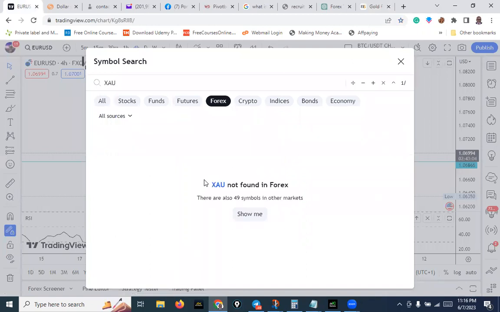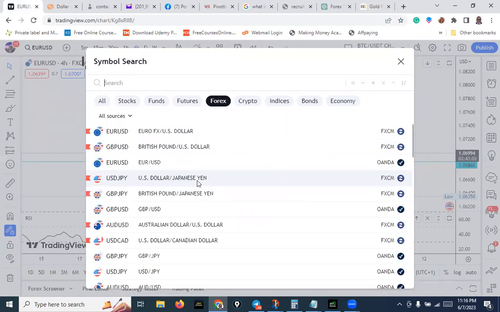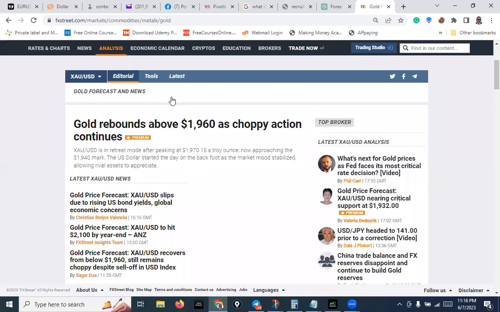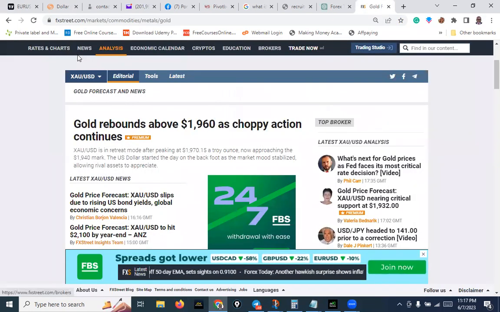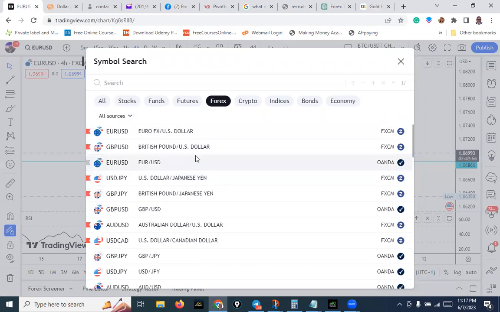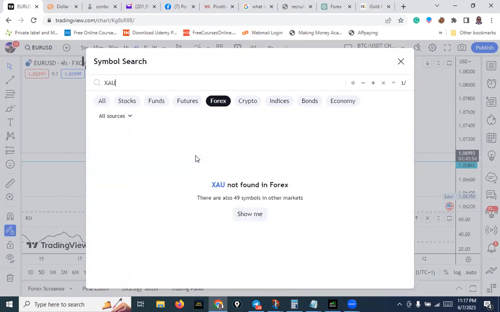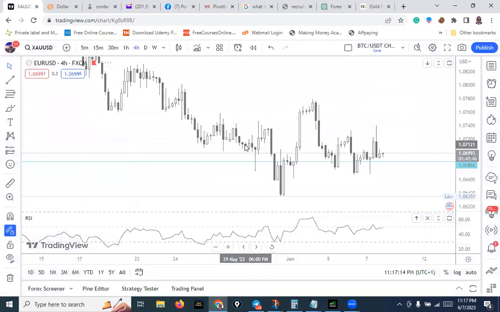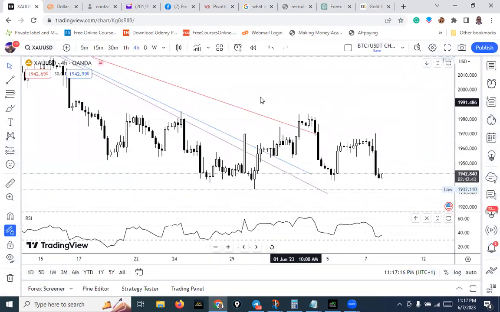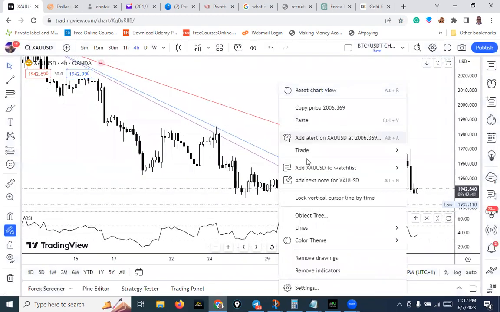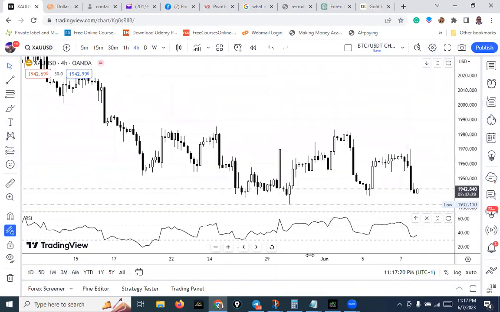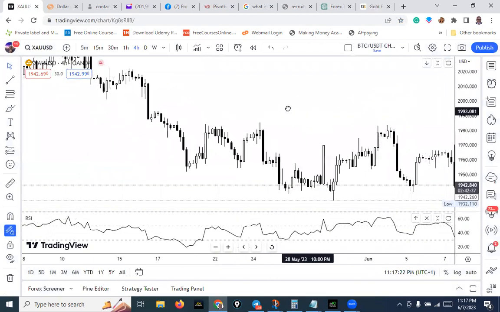Sorry, let me just get back to that chart. XAU/USD. Okay, so this is gold. Let me just remove all the drawings. So guys, this is gold.